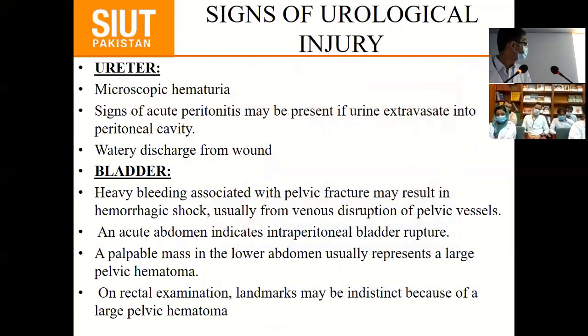Ureter injury presents with microscopic hematuria, signs of acute peritonitis may be present if urine has extravasated into the peritoneal cavity, or watery discharge from the open wound. Trauma of bladder presents with heavy bleeding associated with pelvic fracture, may result in hemorrhagic shock, usually from venous disruption of pelvic vessels. Acute abdomen indicates intraperitoneal bladder rupture. A palpable mass in the lower abdomen usually represents a large pelvic hematoma. On DRE, landmarks will be indistinct because of large pelvic hematoma.